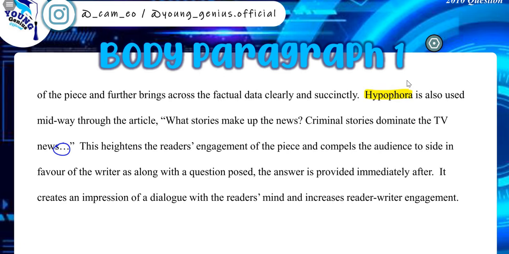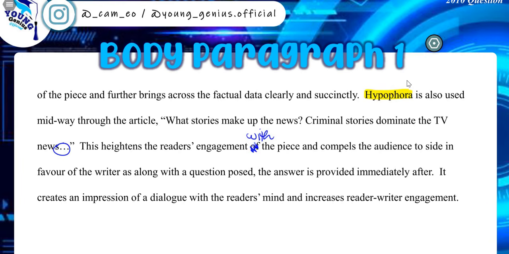Now, this heightens the reader's engagement. I don't think I should have "off the piece". I should probably say "with", which would be a better word here. So engagement with the piece and compels the audience to side in favor of the writer, as along with a question posed, the answer is provided immediately after, right?